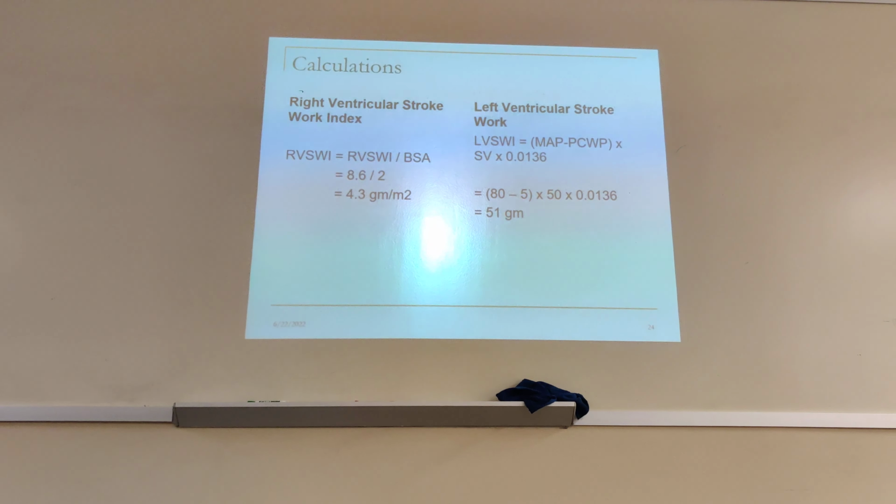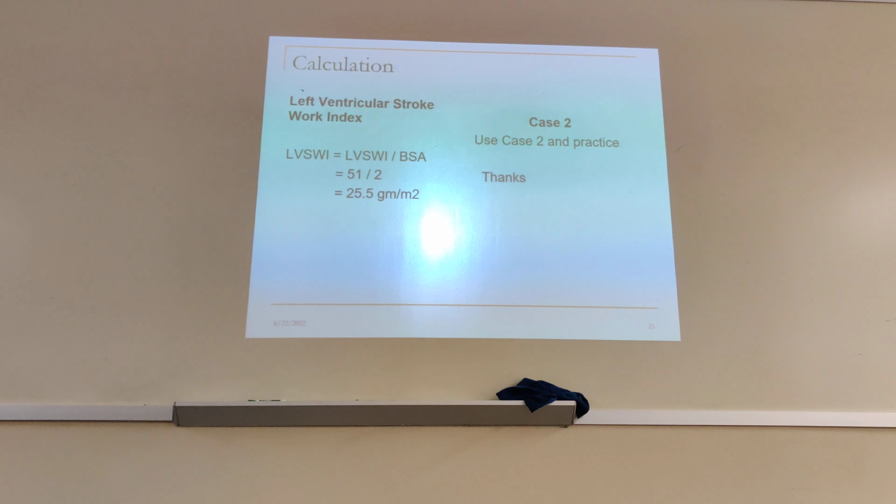And then on the other side, we have the left ventricular stroke work. Okay? So everything on the left is what we're going to use. The MAP, mean arterial pressure, is on the left side, minus the wedge pressure, which is also on the left side, times the stroke volume. Remember, the stroke volume ought to be the same. What you pump out on the right is what you pump out on the left. So it doesn't really matter. Times 0.0136. And then that will give us like 51. And then when we index that, we just divide by 2, that would be 25.5 gram meters per meter squared. Okay?